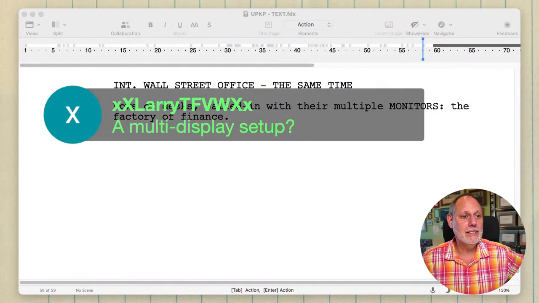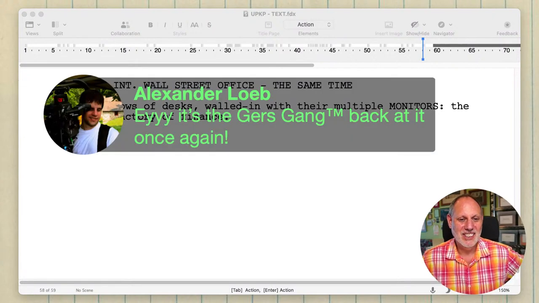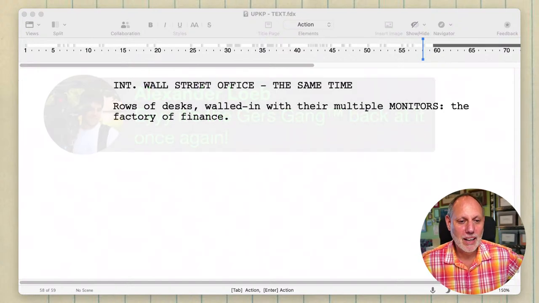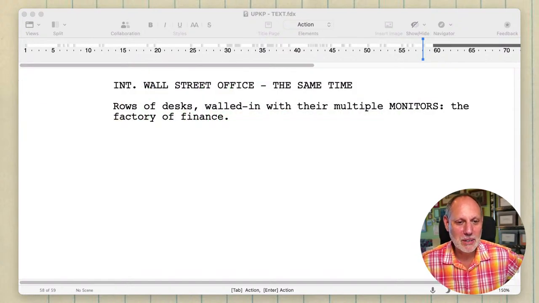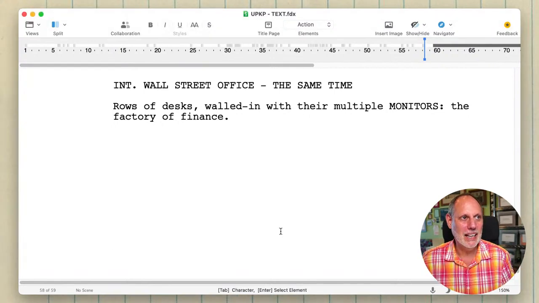A multi-display setup, indeed, that is what we're getting at. The Gers gang, you can have that copyright. I don't think I'll be using it, Alexander, but I appreciate it. Yeah, everybody's back. That is cool and groovy. I am glad.